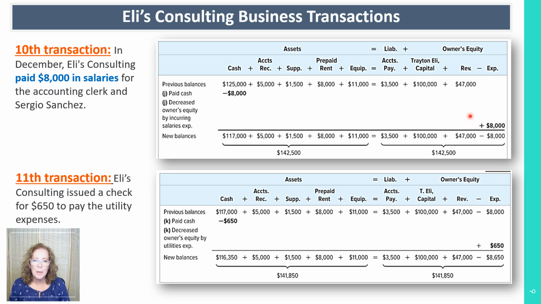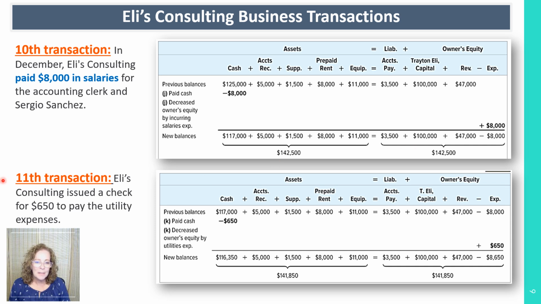Let's spend a moment, though, in looking at the header where it shows Triton Eli's capital plus revenue minus expenses. So even though we wrote plus $8,000 into the expense column, in the total column, it's actually a negative amount because it reduces revenue. That is a little tricky, I admit. Let's add up our columns and double check that both sides of the equation still balance. 142,500 on the left side and 142,500 on the right side. We're in balance and ready to move on to the next transaction.